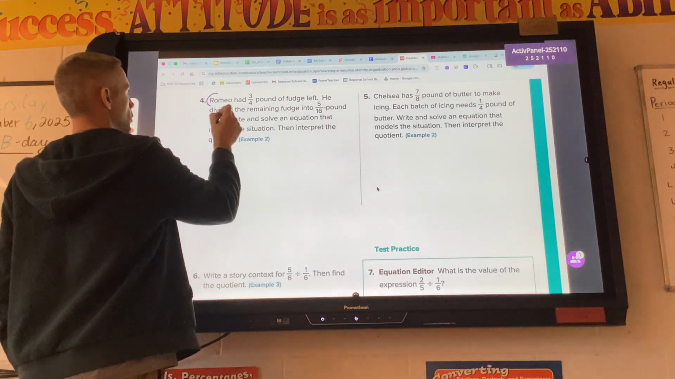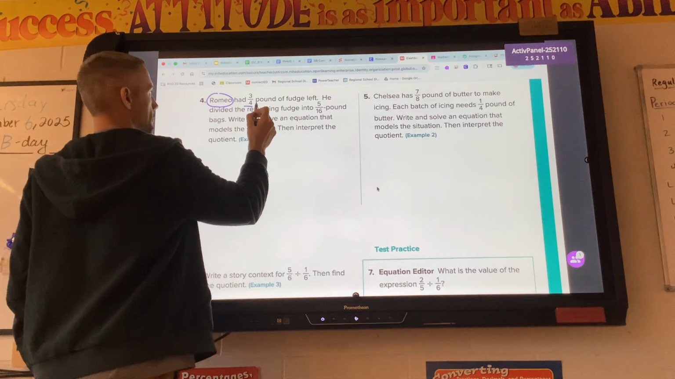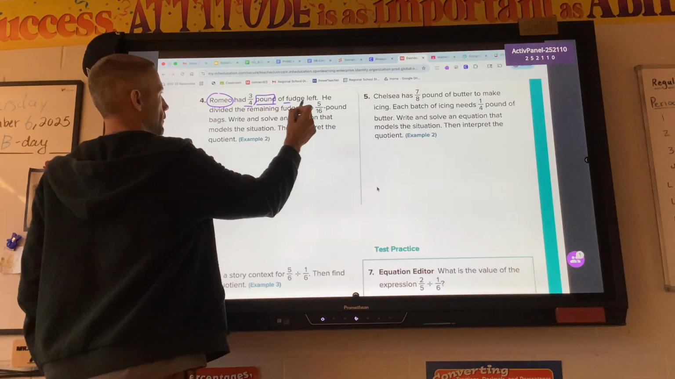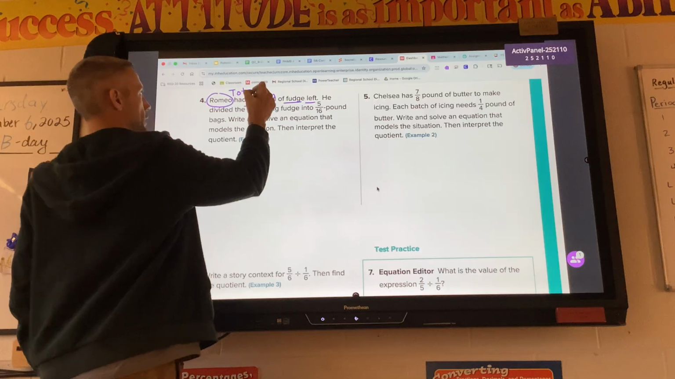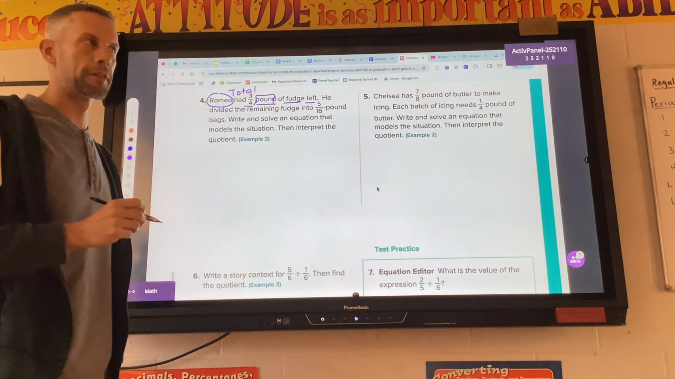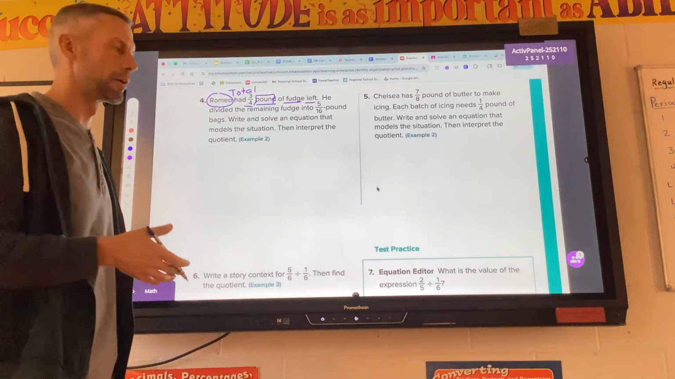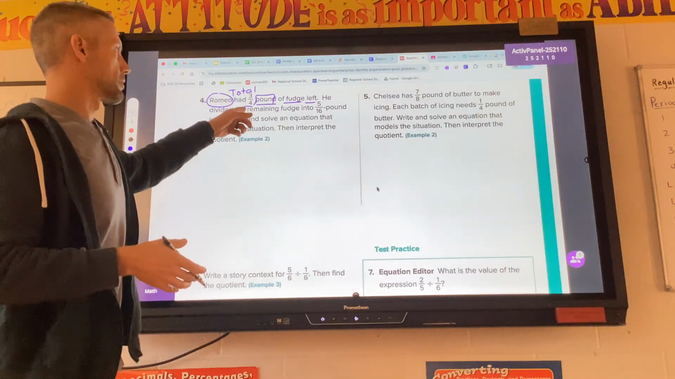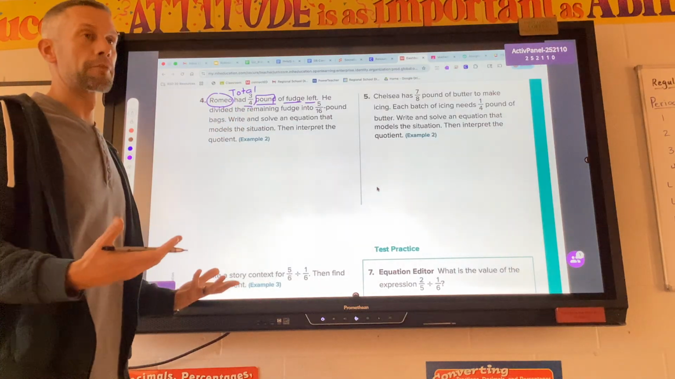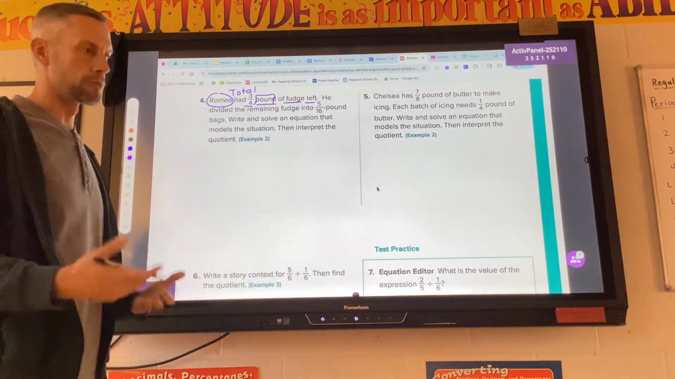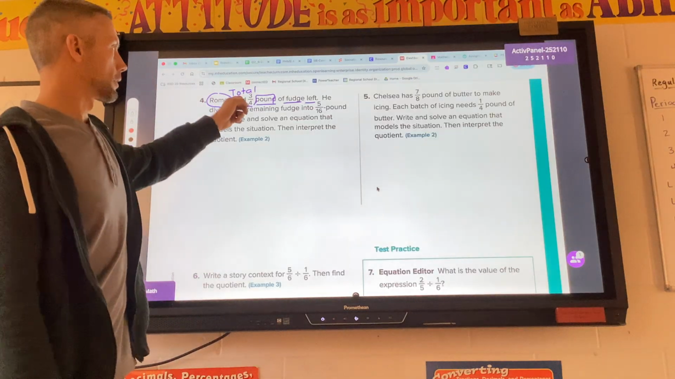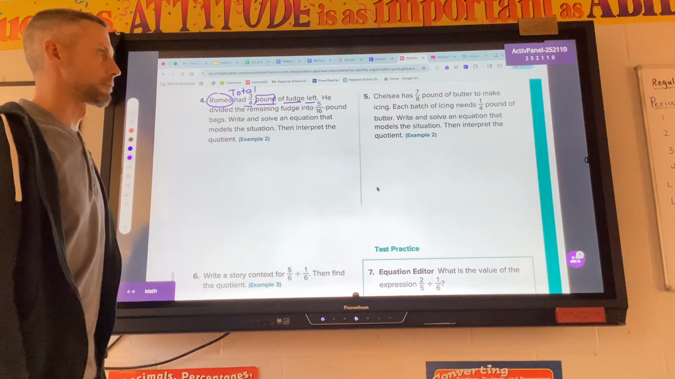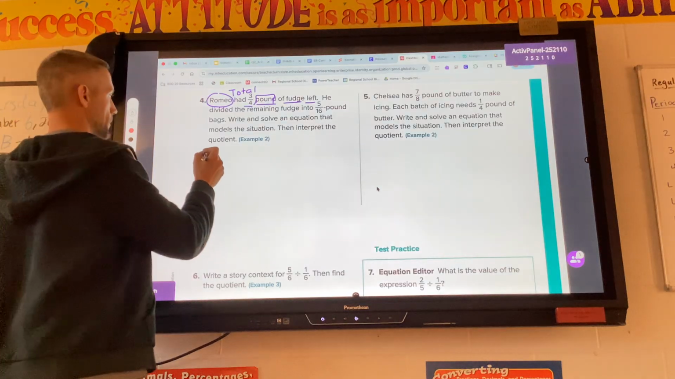This one says Romeo had 3/4 of a pound of fudge left. That in this problem is actually the total. We talked about that in class, that the total in 5th grade was almost always a whole number. In this case, it is, and also in real life as you get older, not only in school, but in daily things that you do in real life, the total could be a fraction.